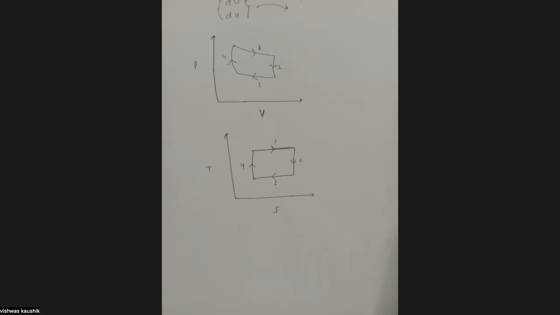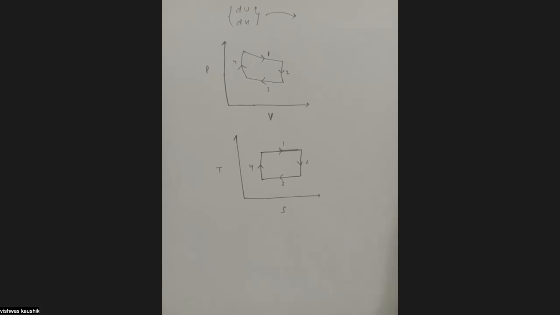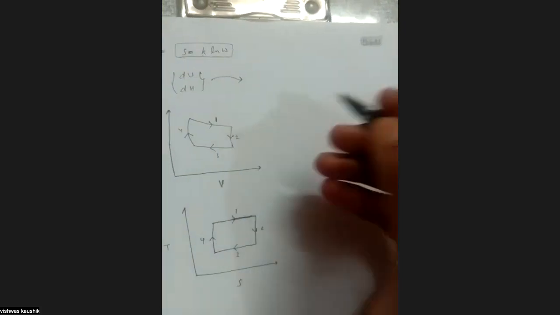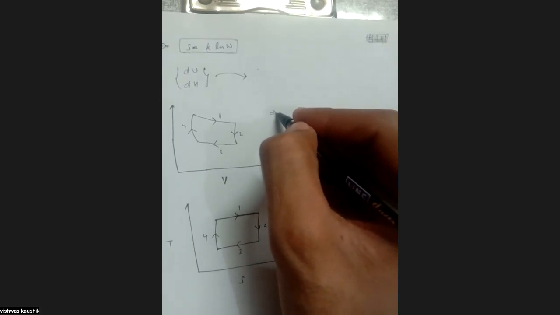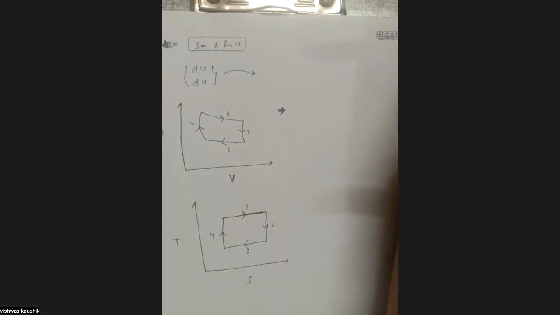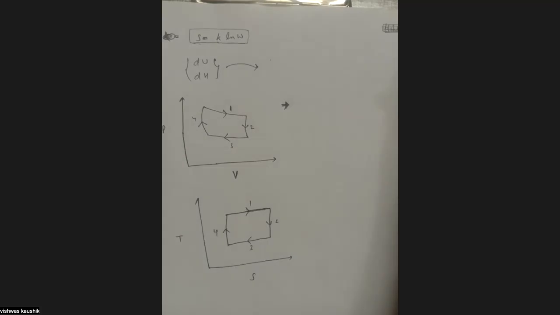What are the uses of these? Sir, the main use is, as I already told you, that if there is any other engine and we need to find out how efficient it is, then the efficiency of that particular engine is compared with the Carnot engine. If its efficiency is less than the Carnot engine, then it is an irreversible engine.